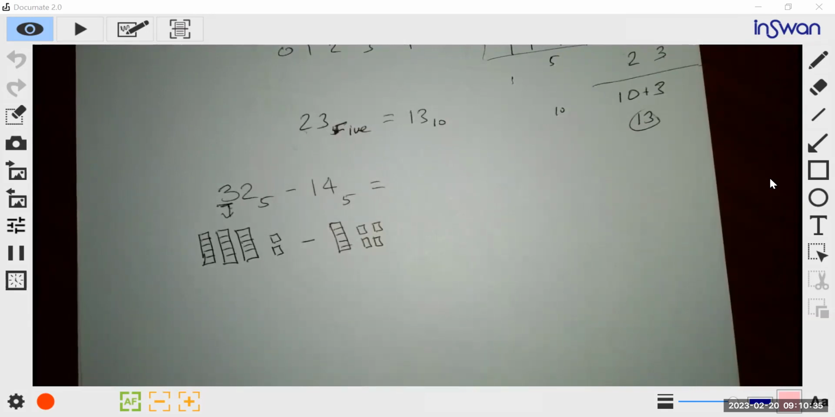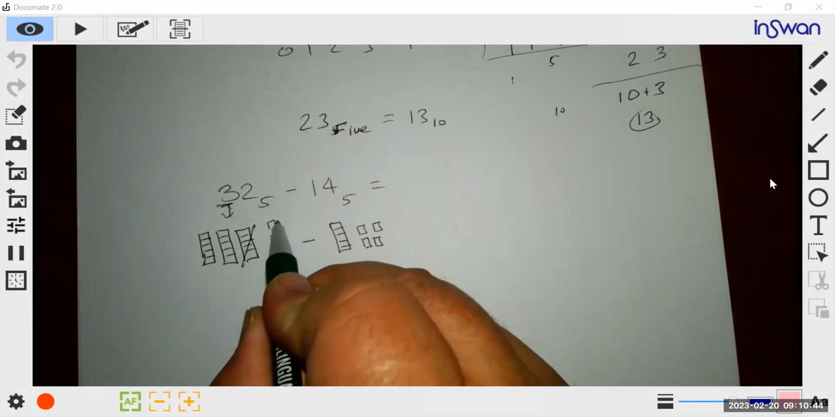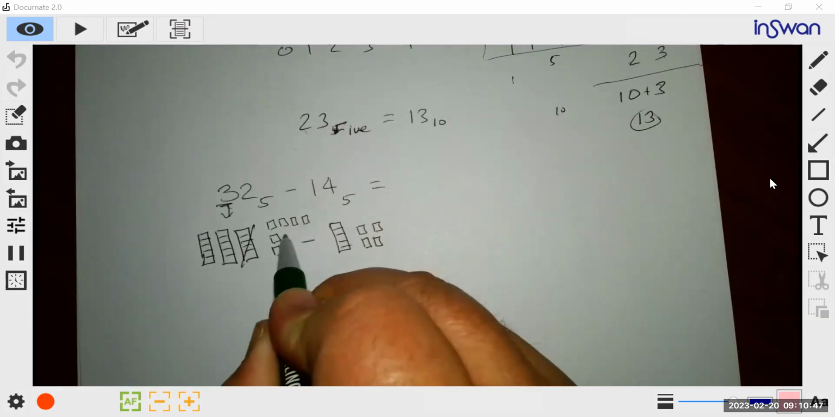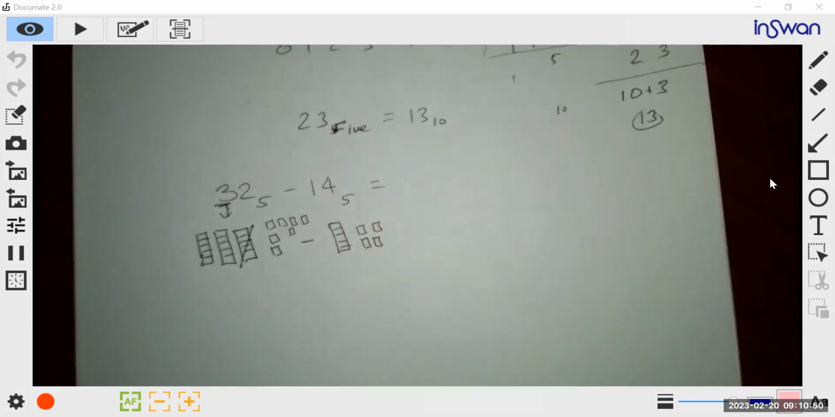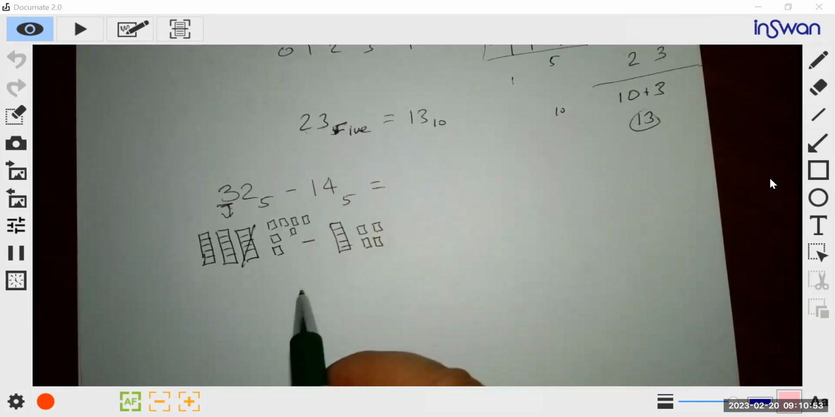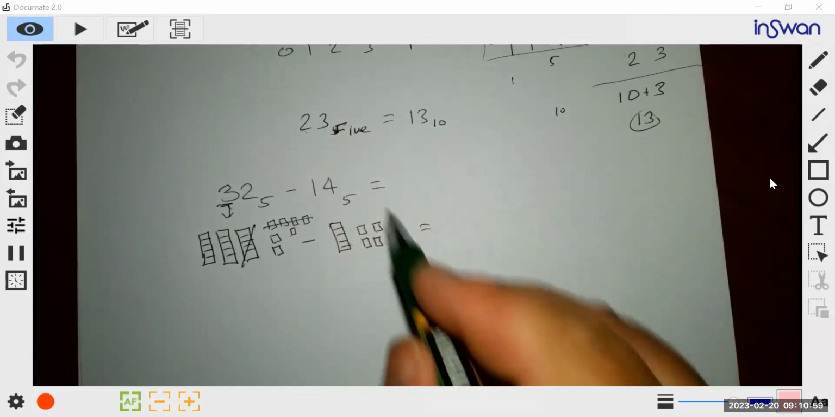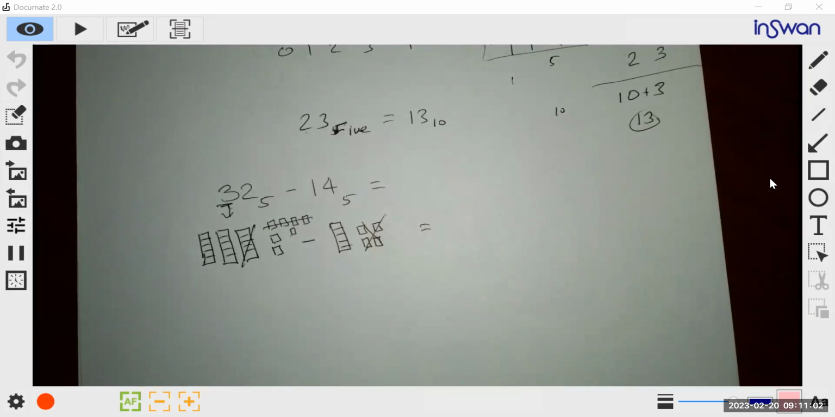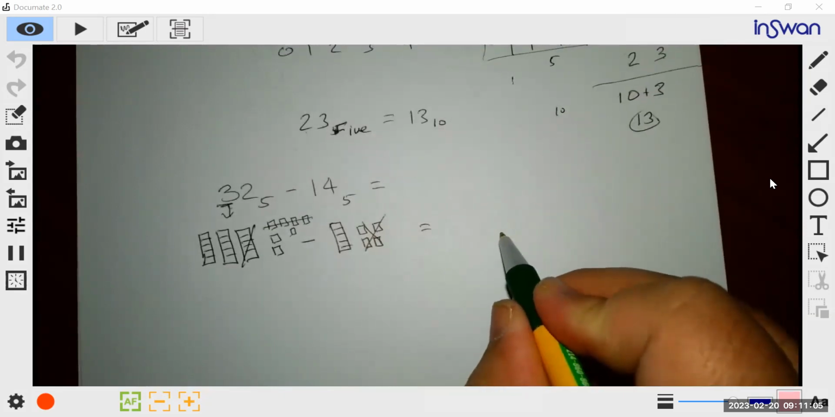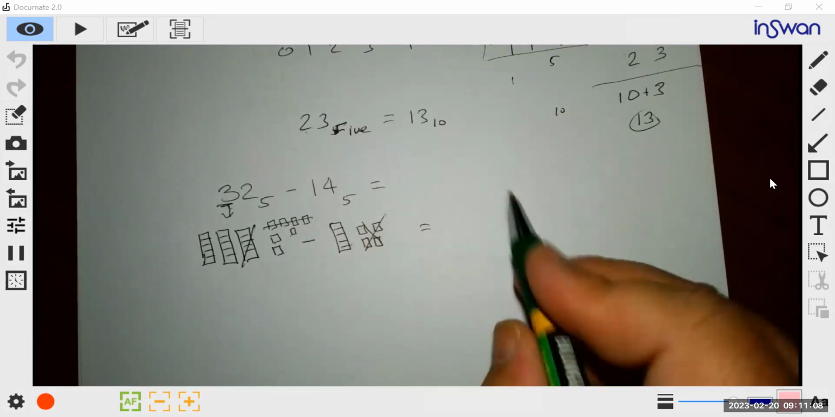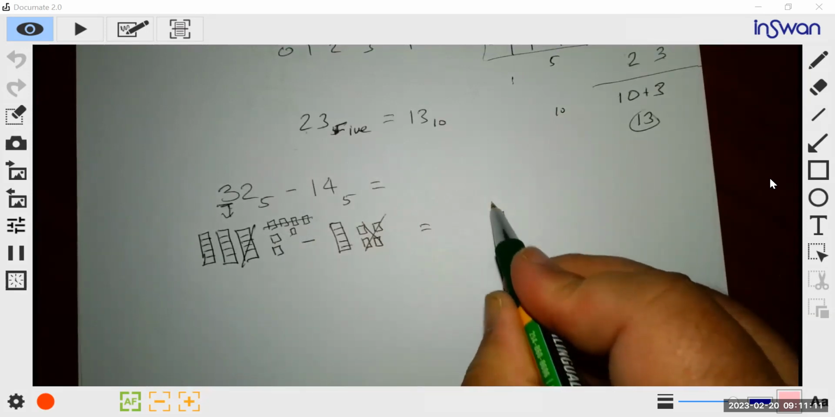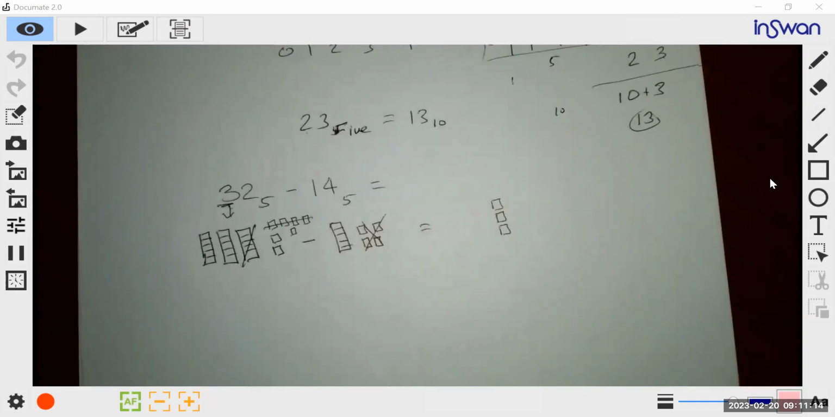Can I subtract the singles? No, so what do I have to do? I have to borrow a bar, so I have 5 more now. So I have to take 4 away. 1, 2, 3, 4. Leaving me with how many ones left? Great. Now, how about the bars? It will be 1.